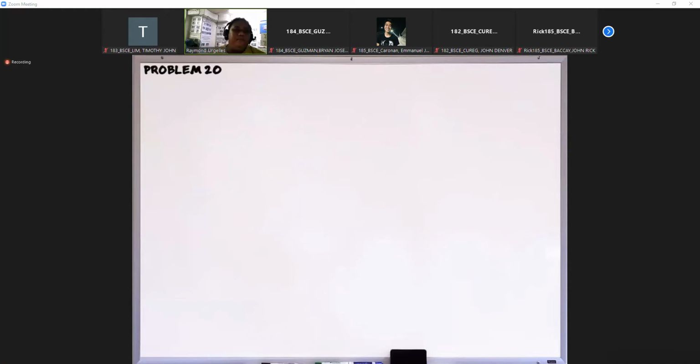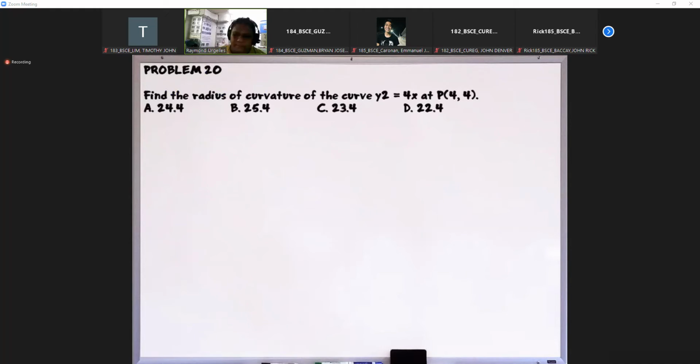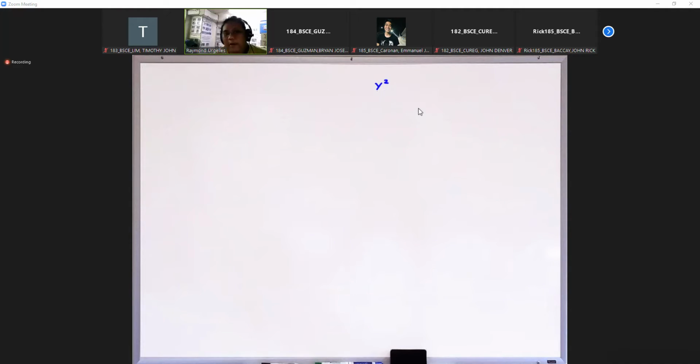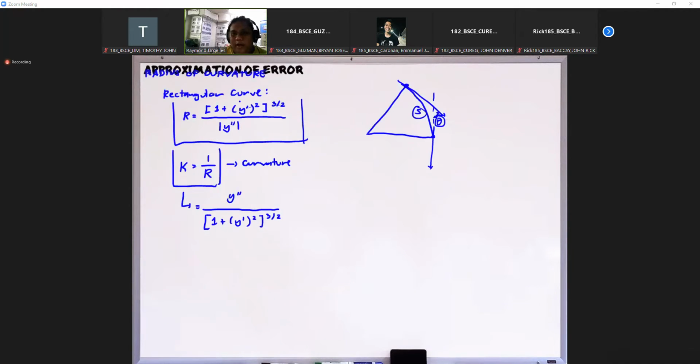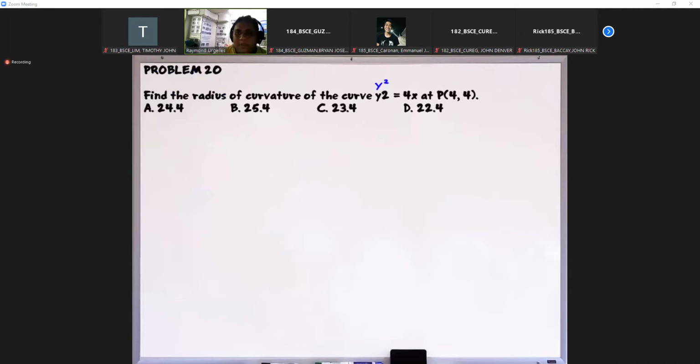So let's try this problem. This should be y squared. Find the radius of curvature of the given curve at the point 4, 4. From our equation ng radius of curvature, kailangan natin ng y prime saka y prime prime. Kaya start tayo sa y. We are given y squared is equal to 4x. We need to solve for y prime first. Para makuha yon, kunin natin yung derivative with respect to x ng both sides.